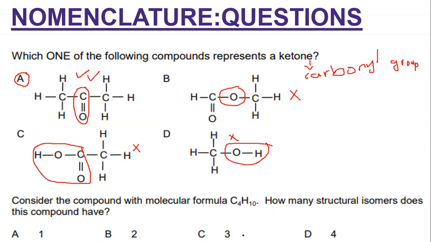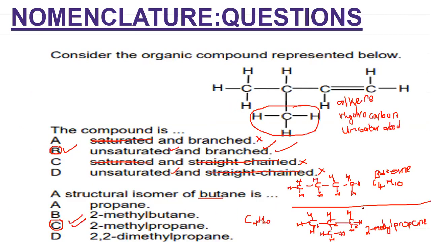How many structural isomers does this compound have? And I want to make it simple for you. This is actually what we are talking about. Can you see? C4H10. So I was able to draw this butane. I was able to draw 2-methyl propane, and we said these are isomers.